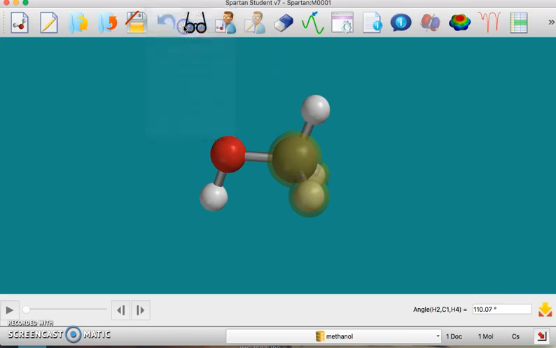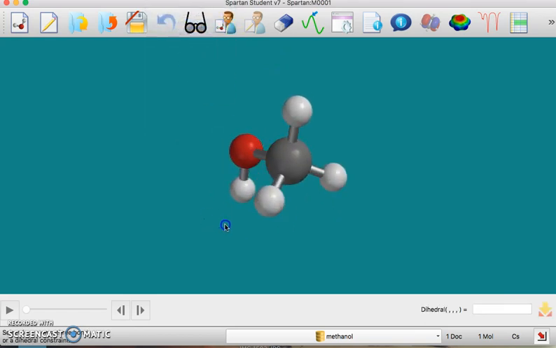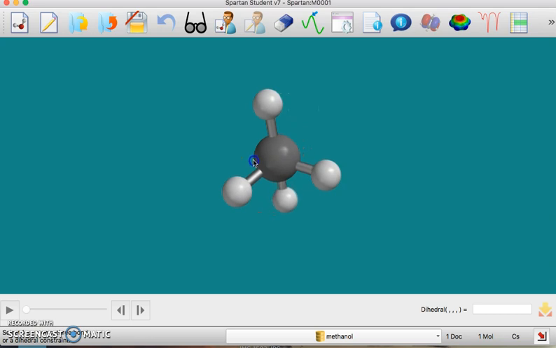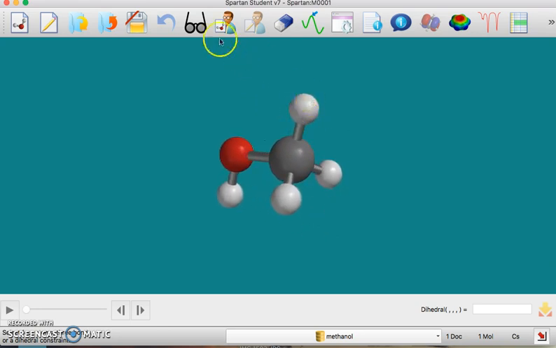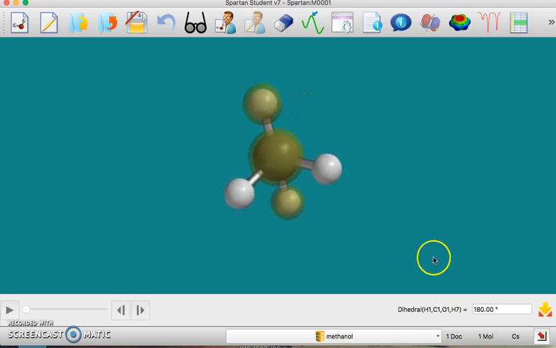You can also measure the dihedral bond angles, which is going to measure the angle between this carbon hydrogen bond and this oxygen hydrogen bond. So, for example, if I look down this axis, how far around is this hydrogen from this hydrogen? You can see right now that they're 180 degrees, but you would measure that by going to dihedral angle and then clicking on the four atoms that are involved in that angle. And you can see that that's 180 degrees.